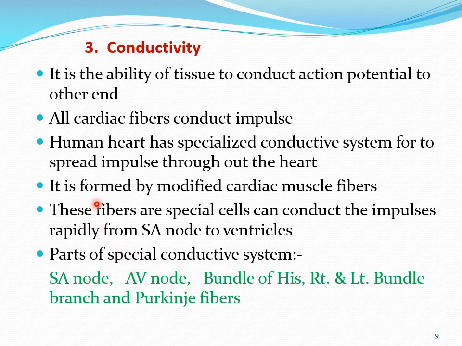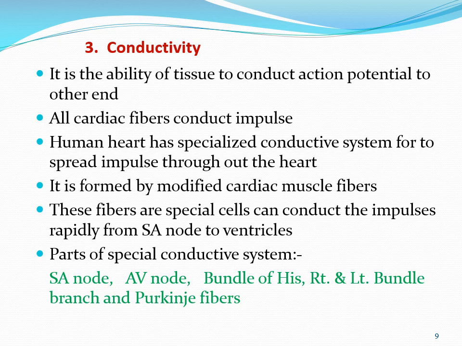We'll go there. This special conductive system is formed from modified cardiac muscle. These fibers are special cells that can conduct the impulse rapidly from the SA node to the ventricles. So what are the parts of the special conductive system? To remember, the parts are the SA node, AV node, bundle of His, right and left bundle branch, and the Purkinje fibers.